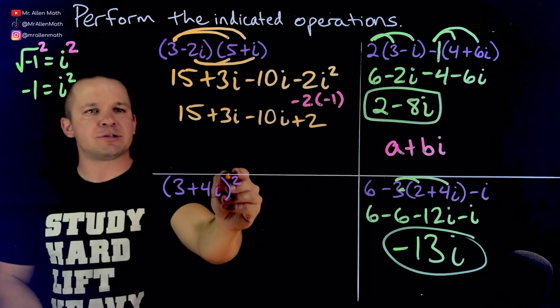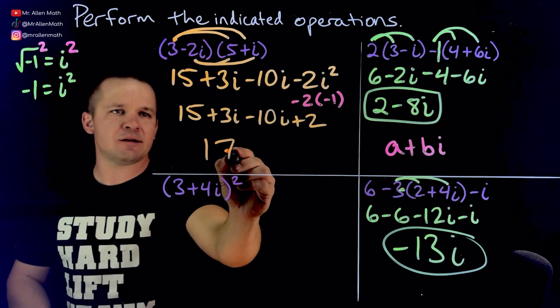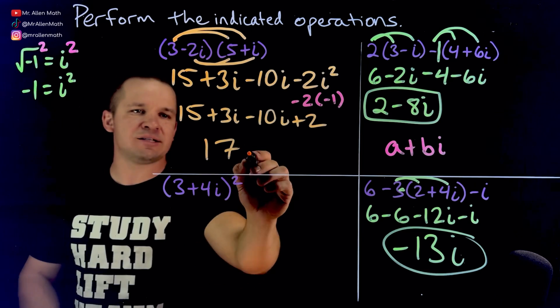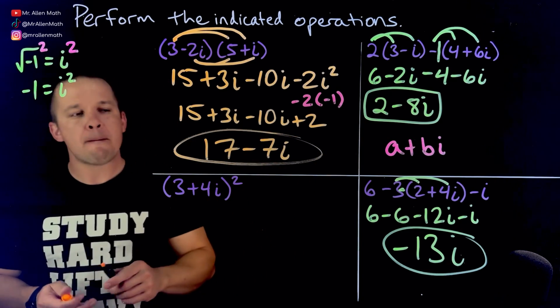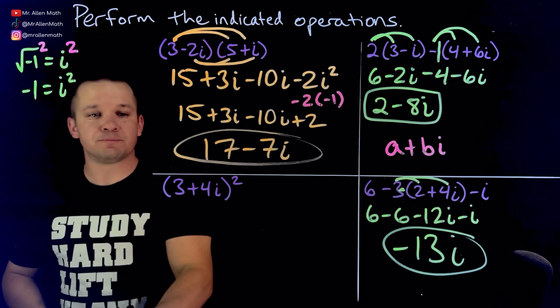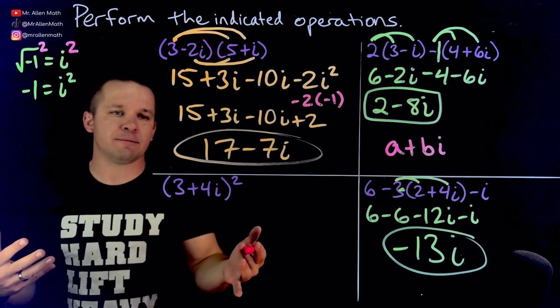I have 15 plus 2, that is 17, and then 3i minus 10i is -7i. We are in the form a plus bi. That's dope. All right, last one here.